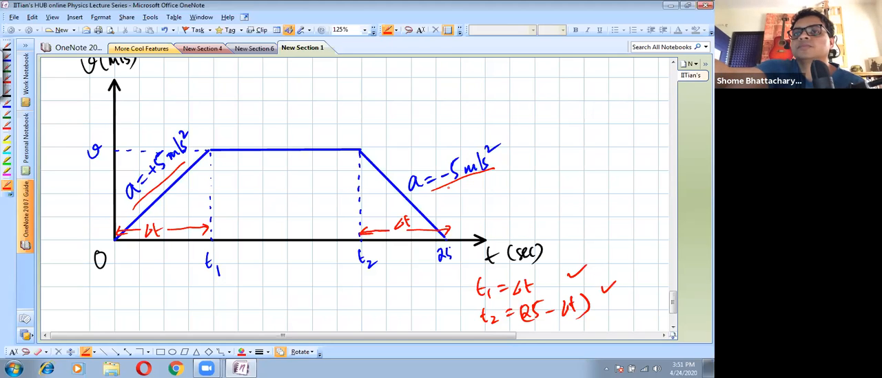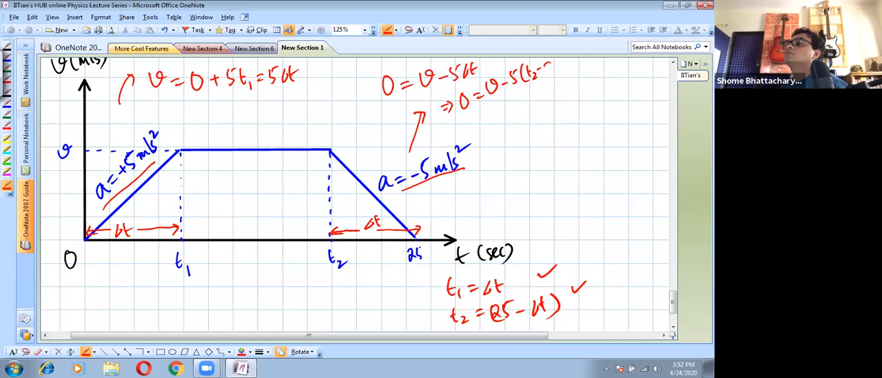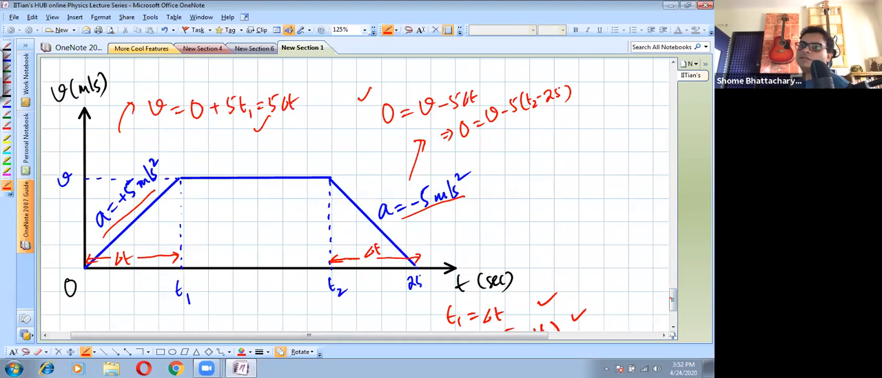Is the symmetry clear to all of you? See over here, the equation will be what? For this part, the equation will be V equals U, which is 0, plus 5 into T. So that's T1, or 5 delta T. Now here, for this part, what will be the equation? The final velocity is 0. The initial velocity is V minus 5 into delta T. So we have that 0 is equal to V minus 5 into (T2 minus 25). So by comparing this equation here and this equation here, you understand that the delta T of this part is equal to the delta T of this part. This is very critical to understanding the shortcut that we are getting in this part.